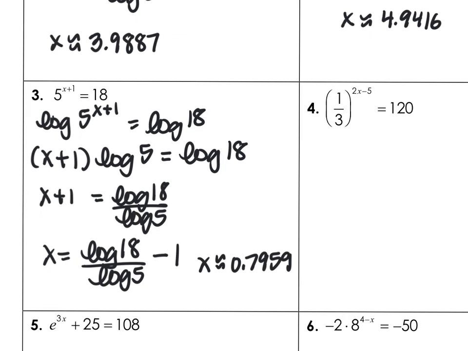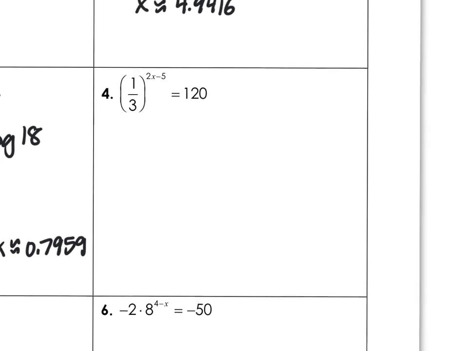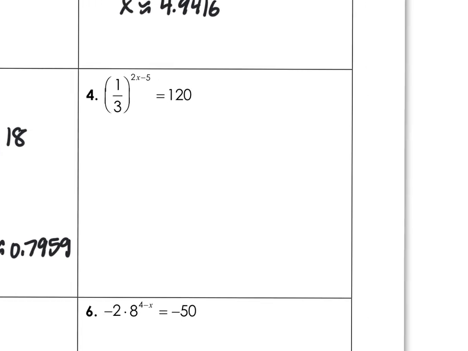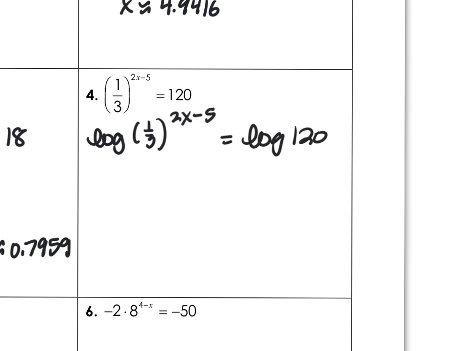All right, notice how these are getting a little bit trickier. Not only do we have a binomial exponent, we have a fraction involved. But basically, you're doing the same steps. So log both sides. So log of 1/3 to the 2x minus 5 power equal to log of 120. Now we can use that property, bring the exponent down.